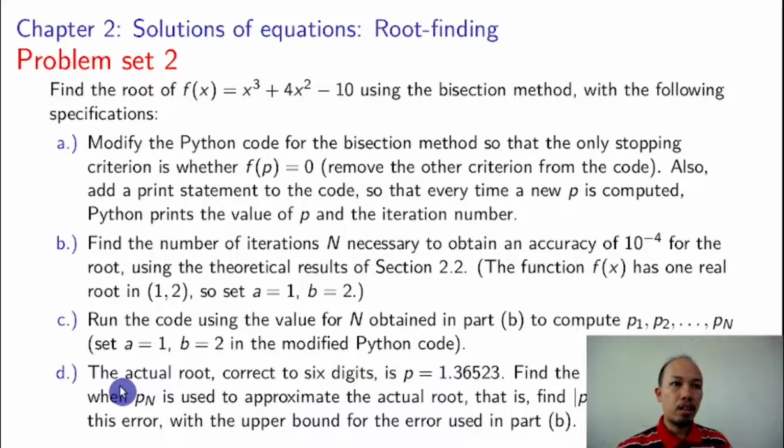And then letter D is the actual root, correct to 6 decimal places. We have 1.36, this one. Find the absolute error when P sub n is used to approximate the actual root. So the n here is the n that we obtain in letter B. That is, find this one here. Compare this error with the upper bound for the error used in part B. This one. Upper bound, this one here, 10 to the negative 4, I think. Okay, so that's one. So that's for the problem set number 2.